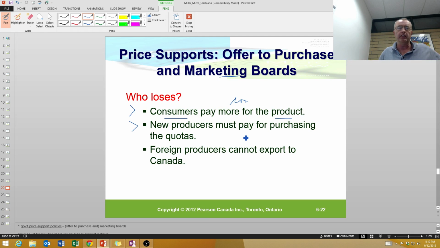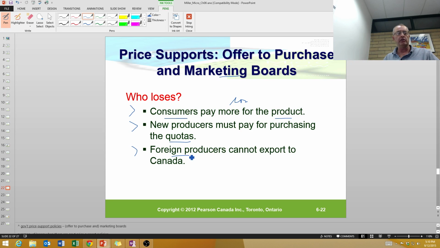So if you wanted to get into this industry, and the government says, well, this quota is in place, that means if you want to join the industry, you're going to have to buy the quota off someone else. And so your costs to enter the industry as a new producer are going to be higher than the original participants, because the original participants in the industry receive the quotas for free. Anyways, that's the way it works. The original guys in the industry get the quota for free, and then they sell it for more money down the road. Okay, and then another loser are foreign producers.